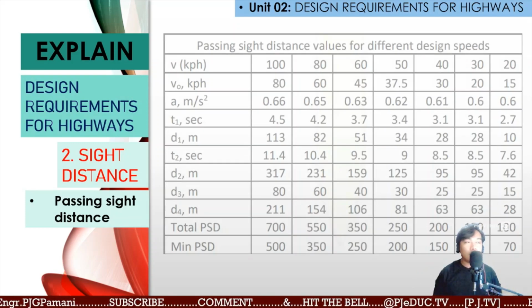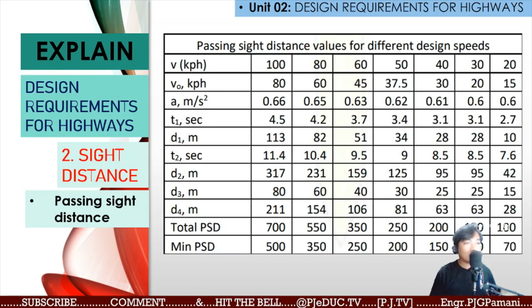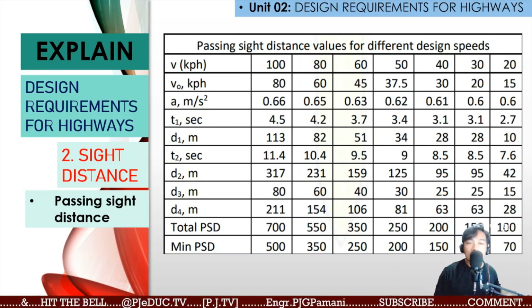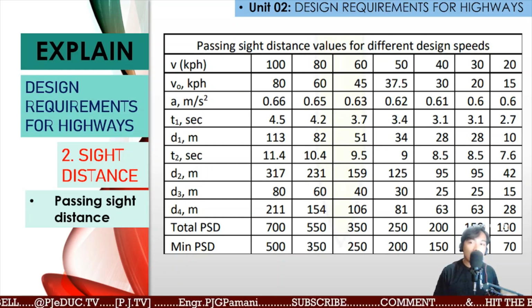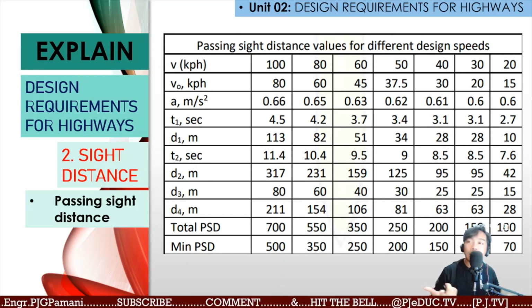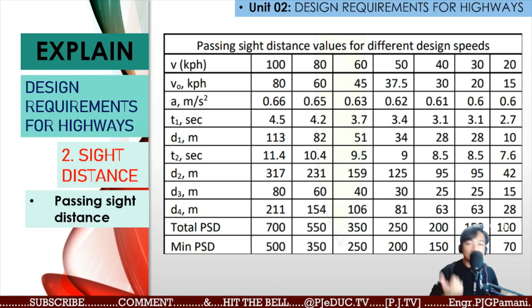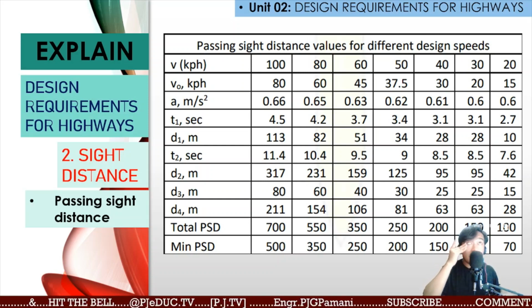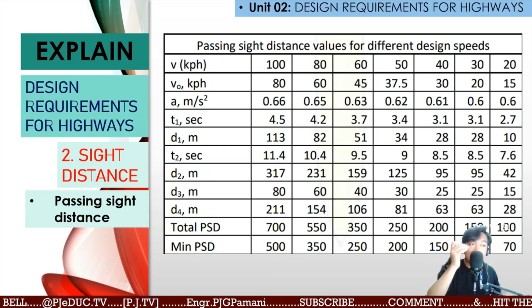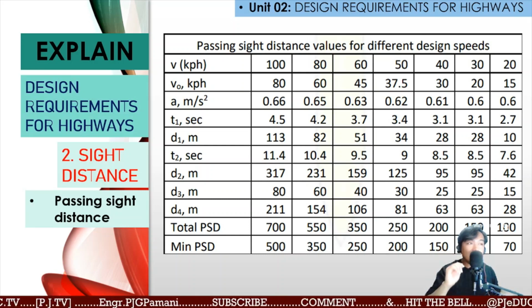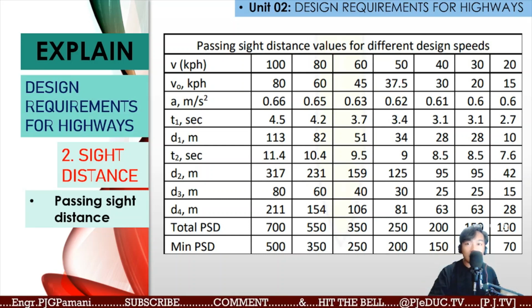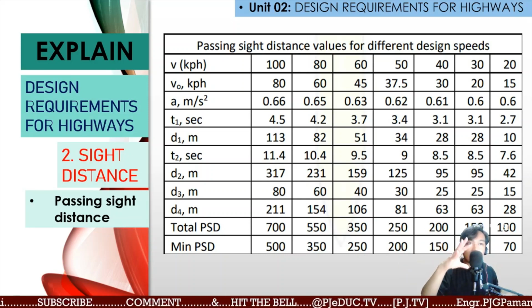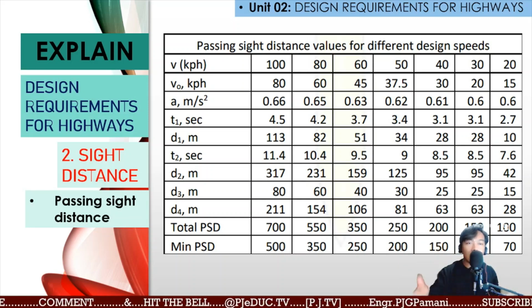As a standard table, we have here a table for passing sight distance values for different design speeds. No? Comparing these values with SSD, the requirement for passing sight distance is about 2 to 3 times that of SSD. Okay? Pag SSD kasi, obstruction, then opposing vehicle. Pag PSD, ito yung overtaking vehicle, no? How to maneuver when it comes to obstruction, when it comes to overtaking, and so forth and so on.